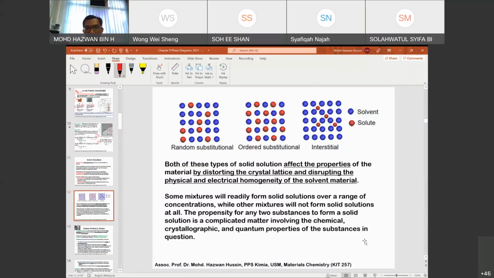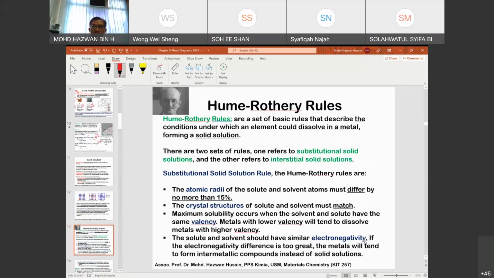Okay, the propensity for any two substances to form a solid solution is a complicated matter involving chemical, crystallographic, and quantum properties of the substance in question. Right. We've talked about Hume Rothery rules before. Okay. Then I guess maybe we just go through this part. So Hume Rothery is actually a set of basic rules that describe the conditions under which an element could dissolve in a metal, forming a solid solution.